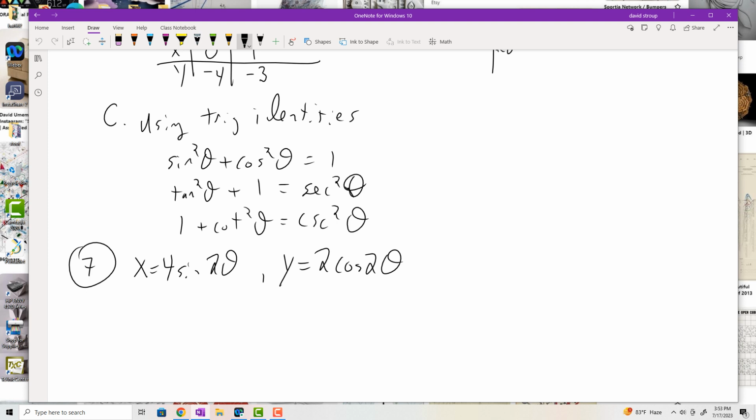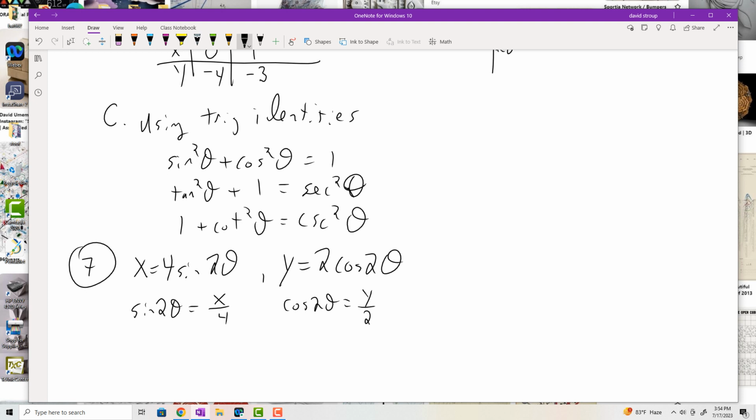Well, I'm going to solve for sine and cosine in either equation. So sine of 2 theta equals x over 4. And then on the other equation, I'll have cosine of 2 theta equals y over 2. Okay. Then you just substitute that into your trig identities.